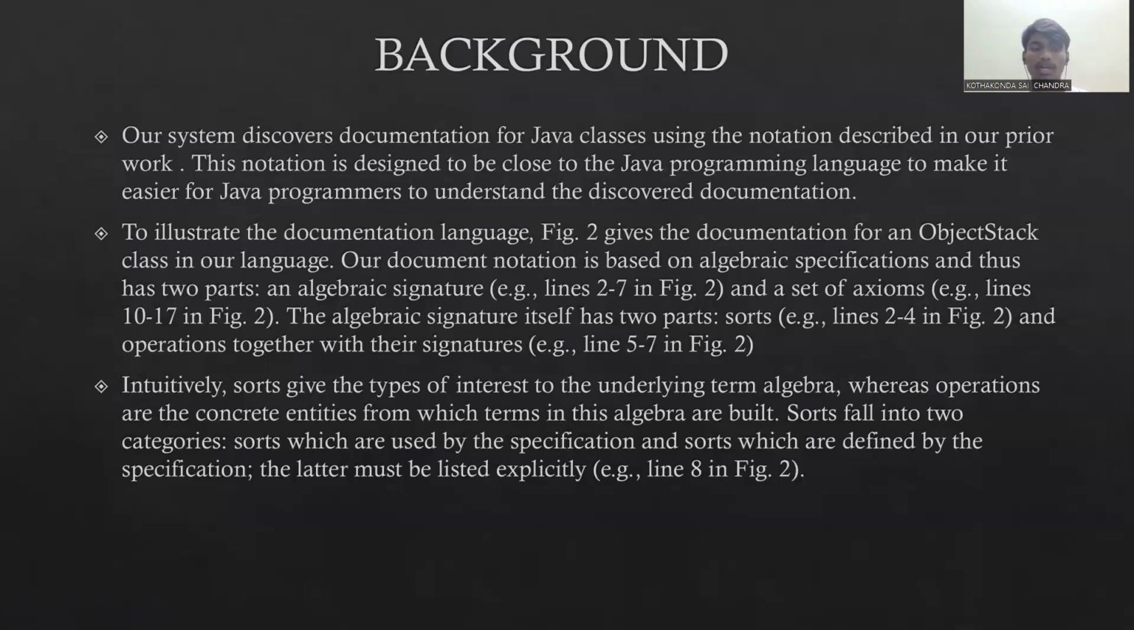Sorts fall into two categories: sorts which are used by the specifications and sorts which are defined by the specifications. So you can see in this there are two types: the sorts which are used by the specifications and those which are defined by the specifications. The latter must be listed explicitly.